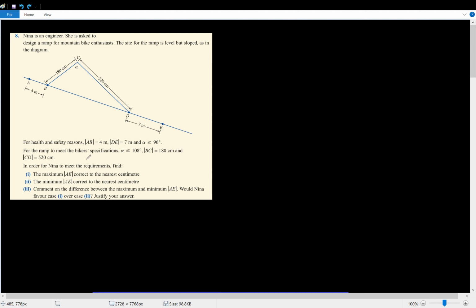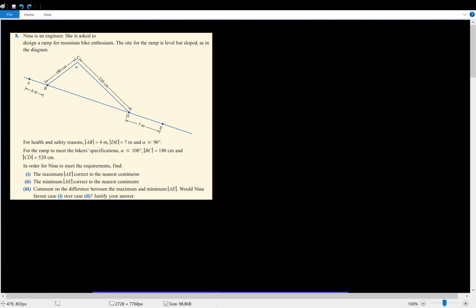In order for Nina to meet the requirements, we've got to find the maximum distance between A and E, correct to the nearest centimeter, the minimum distance between A and E, correct to the nearest centimeter, and then we have to comment on the difference between the maximum and the minimum AE, and which would she choose.